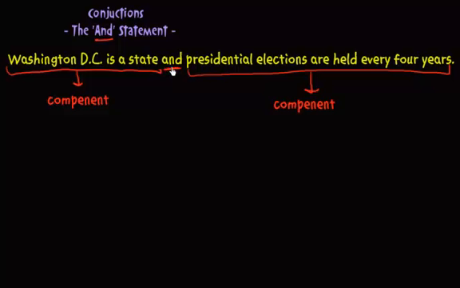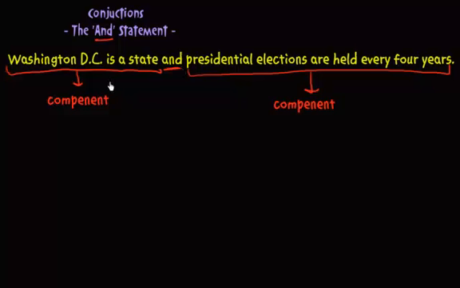Now, one of the biggest confusions when dealing with compound statements is the truth values. And there are two things to consider. The truth values of your components, so for example, the truth value of Washington, D.C., and then the truth value of the entire AND statement. So again, there are two things to consider: the truth value of the components, and then the truth value of the AND statement.